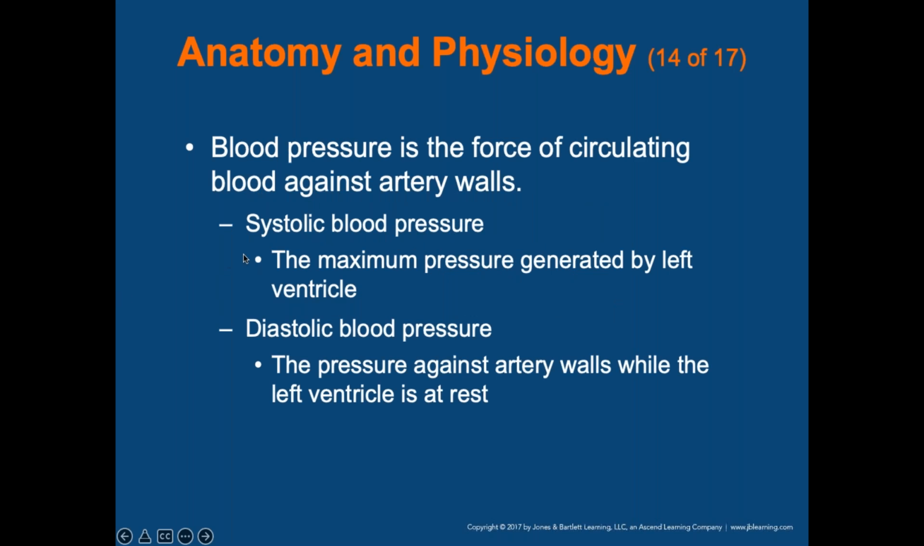So, blood pressure is the force of circulating blood against an artery wall. Systolic blood pressure is the maximum pressure generated in the arms and legs during the contraction of the left ventricle during a period known as systole. The top number in a blood pressure reading. The diastolic blood pressure is the pressure against the artery walls when the ventricle relaxes, which is the bottom number.